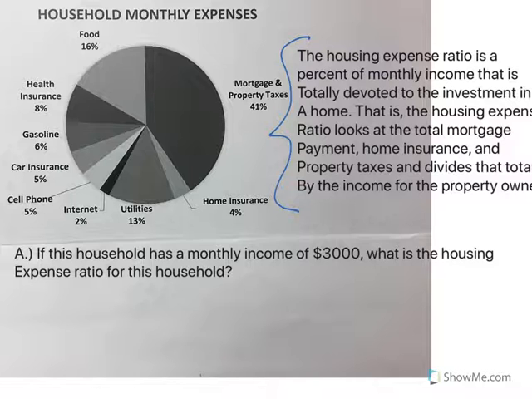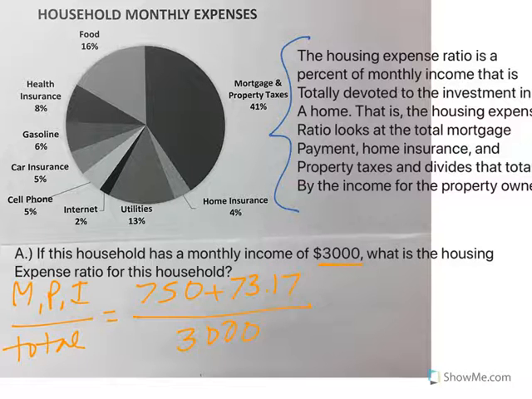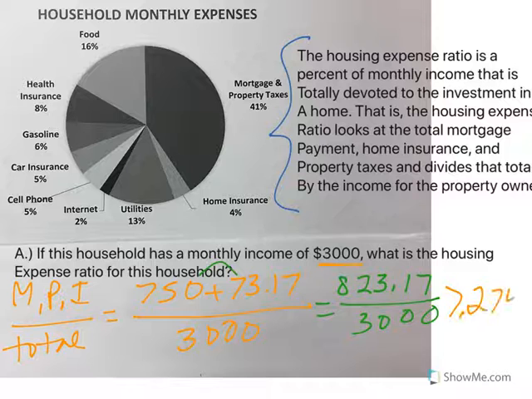So if you think about it, our numerator is mortgage, property tax, and homeowner's insurance over the total. Well, they told us that the mortgage stuff was $750, and then we just found that the home insurance was $73.17, and then they told us that the income is $3,000. So when I add these two together in the numerator, I get $823.17, and I divide that by 3,000. So if we divide, that leaves us with 0.274, and as a percent, that's 27.4%. So that would be the housing expense ratio for this household.